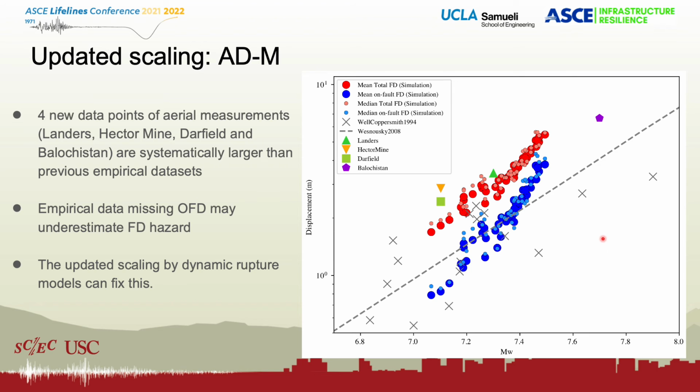Using the empirical datasets of on-fault displacement, missing the off-fault part, may under-predict the fault displacement hazard, but the new observations of aerially detected measurements are too few to support perfect model development. Therefore, a validated dynamic rupture model like the one used in Lander's scenario has a potential opportunity to supplement the observations and reliably quantify the fault displacement hazard.